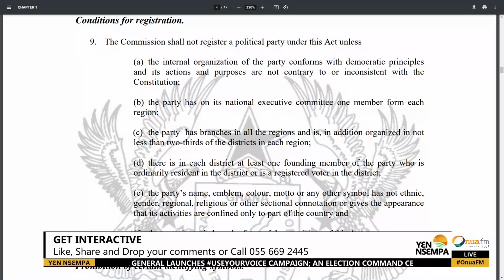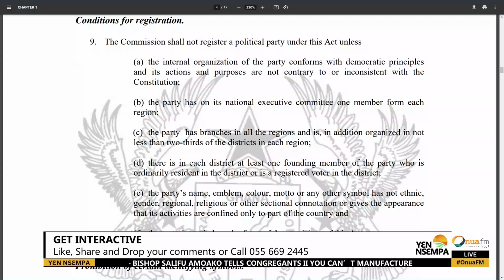See, the party has branches in all the regions and is in addition organized in not less than two-thirds of the districts in each region. Of course. Don't worry, then you will give me examples.